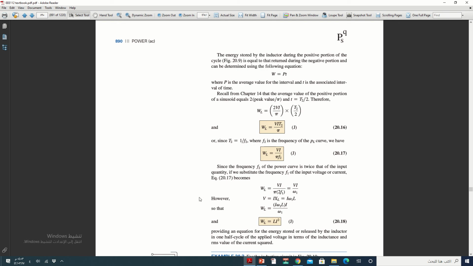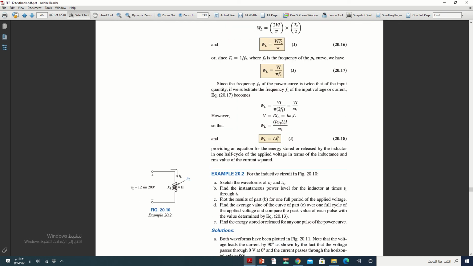Now, similar to a resistive load, if we need to find the energy, we will multiply by T. You will find the formula depends on what is available in the question. Use VIT over 2π, or VI over 2πf. In general, sometimes we will use VI divided by omega, because omega is always available, and we can say the energy is inductance multiplied by I square.